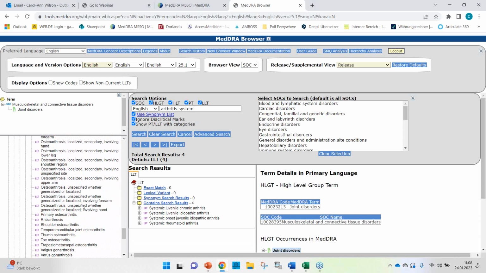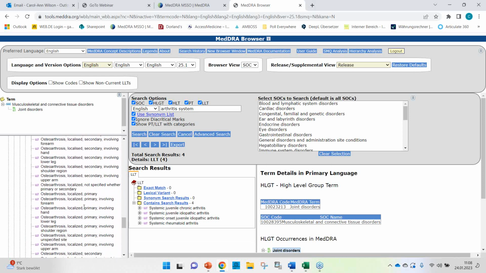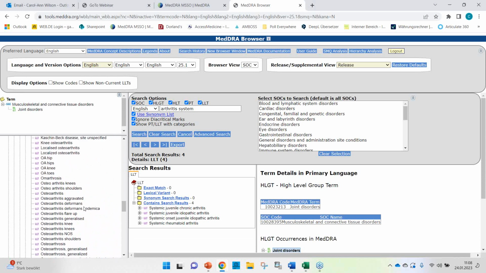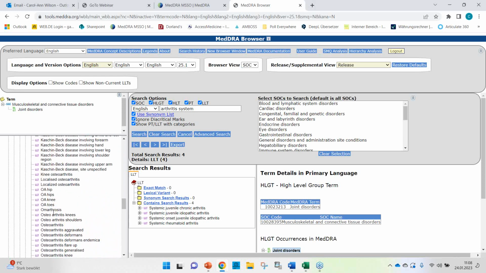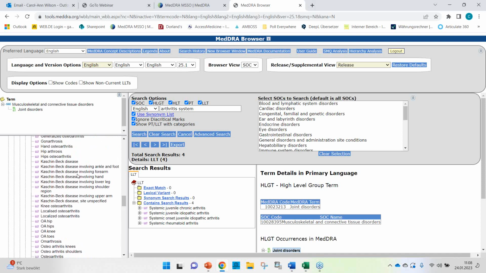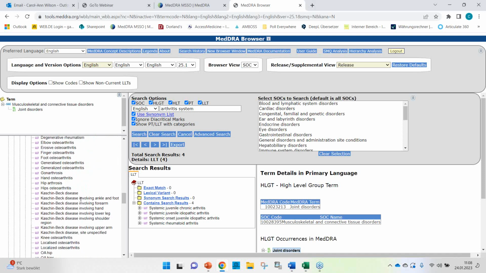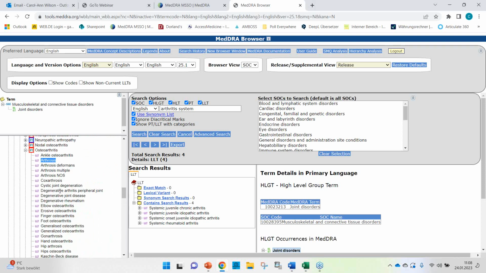So what do we have? Do we have the knee? We have knee. What do we have for the knee? OA knee, so we don't have any abbreviation. We always try to be as close to our verbatim as possible. We have the knee osteoarthritis, but what we have reported is an arthrosis. So we would need to find a term that relates to the knee and includes the information arthrosis.